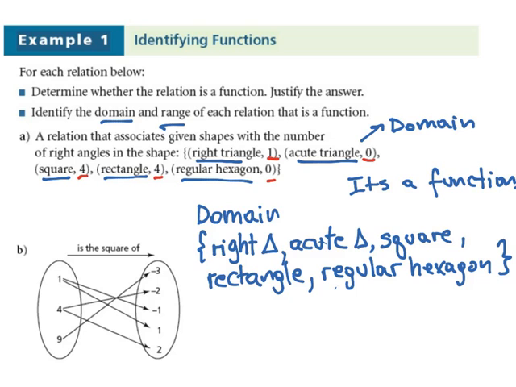Usually when we write the range and we have numbers listed, it's best to write them in ascending order. So 0, 1, 4.